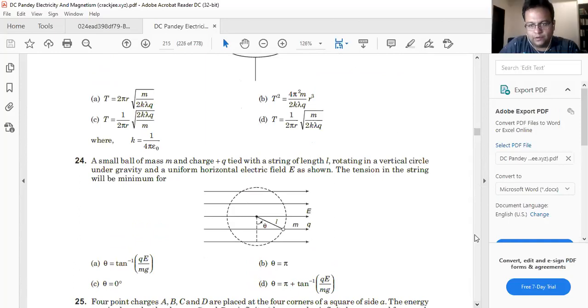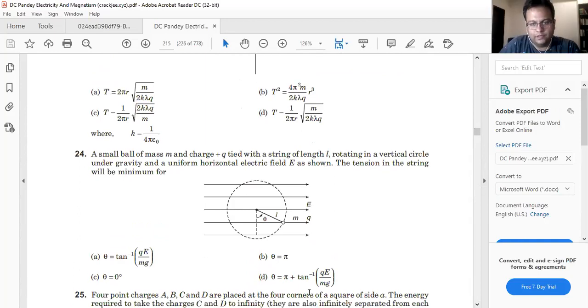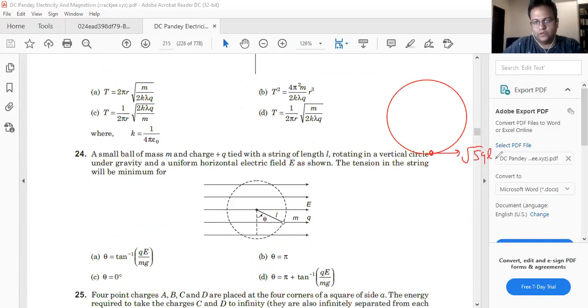Okay, so this is a vertical circle problem. Just a quick recap on the vertical circle. What is the minimum velocity here to complete the circle? Root 5 gR at the bottom. This is the minimum velocity that you have to give. And the critical condition is at the topmost point. The minimum velocity there should be root gR to just complete the circle.